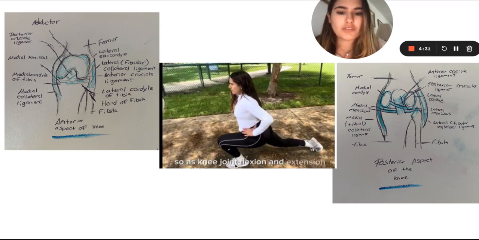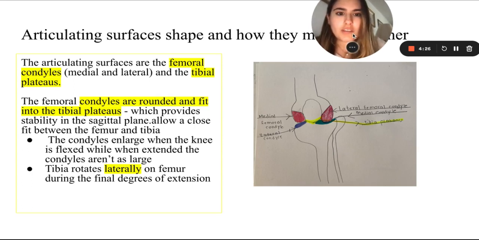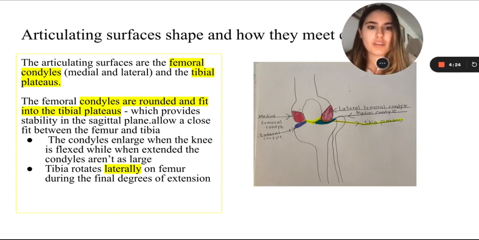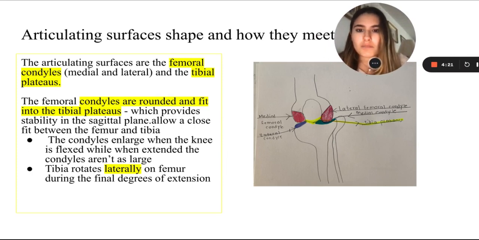And here in the middle is a picture of me, and this is the knee joint that I'm pointing at right here. The articulating surfaces, their shapes, and how they meet each other are the femoral condyles and the tibial plateau. The condyles are rounded, which helps them fit into the tibial plateau, and it provides stability in the sagittal plane. Something really interesting is that the condyles enlarge when the knee is flexed, while when the knee is extended, the condyles aren't as large, and that's a way to detect if the knee is flexed or extended.